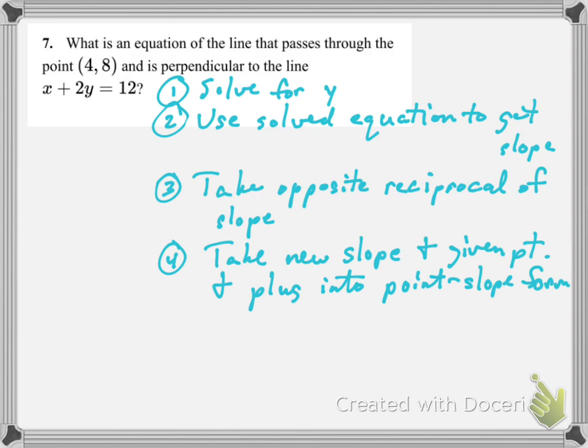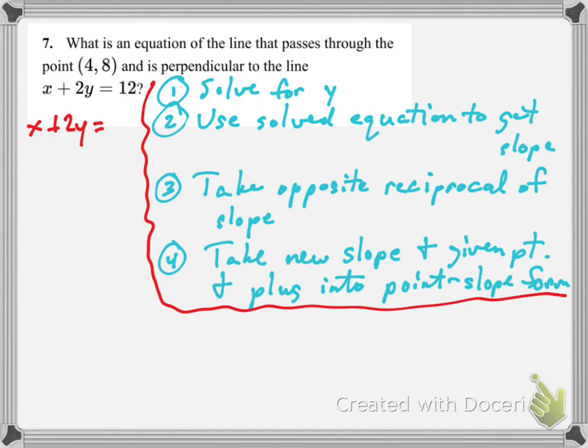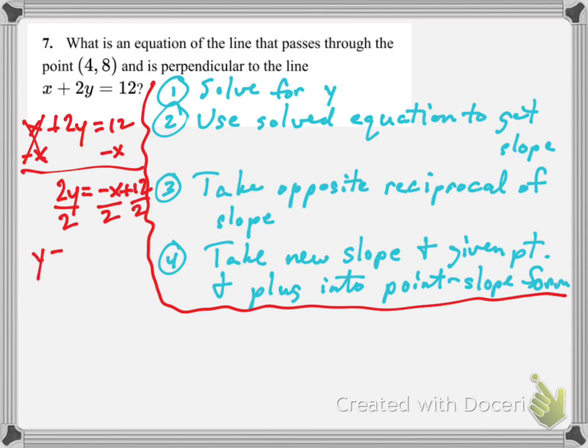Okay, what is an equation of the line that passes through (4, 8) and is perpendicular to this line? First thing we do, solve for y. So, x plus 2y equals 12. Let's solve this for y. Minus x to both sides. 2y equals negative x plus 12. Divide everything by 2. So y equals negative 1/2 x plus 6. So my given slope is negative 1/2.